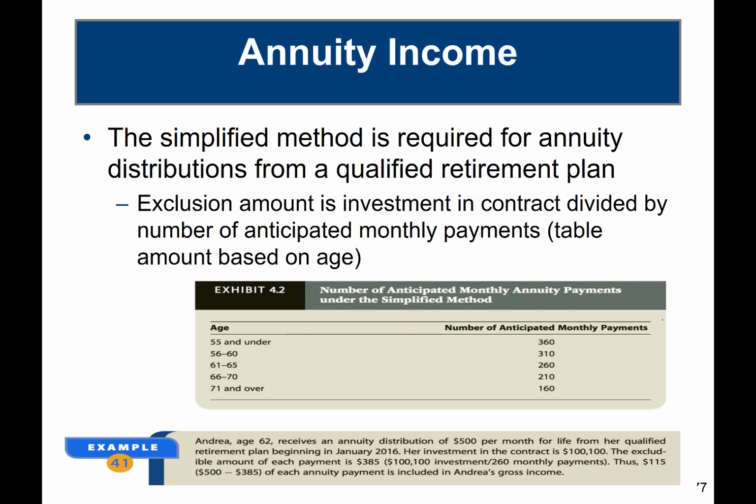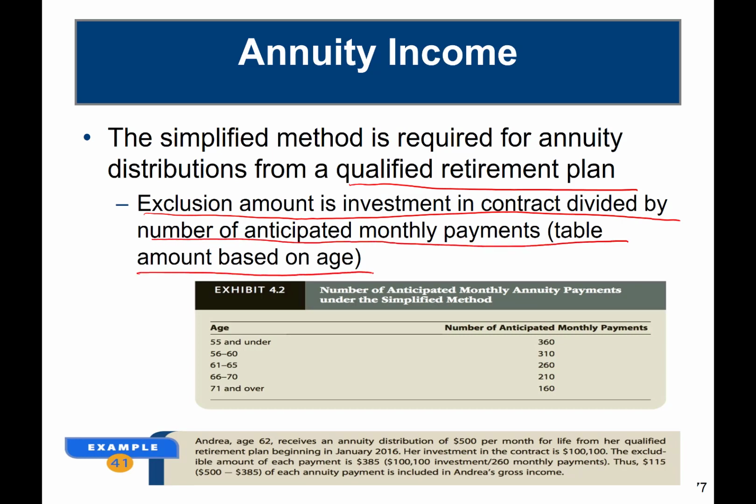Okay. Let's take a look at the simplified method for annuity distribution. It has to be from a qualified retirement plan. And now exclusion amounts are basically based on your age. You will divide these amounts by the monthly payments that are listed on this table. So you take a look at Andrea, who's age 62. Let's just see how the table works.